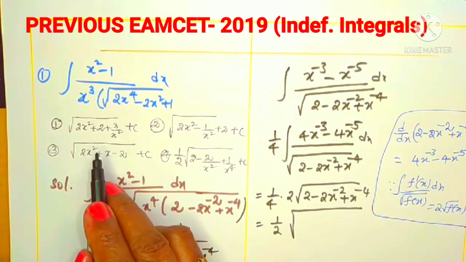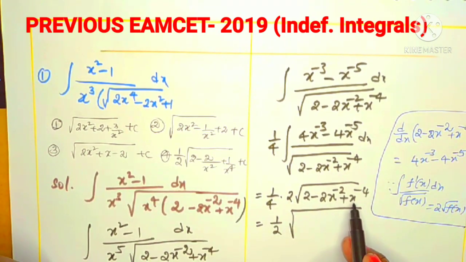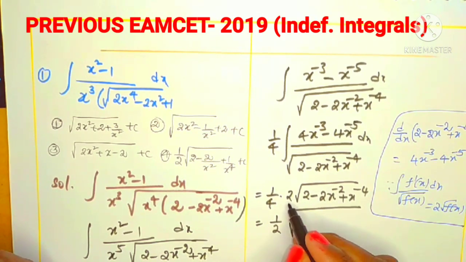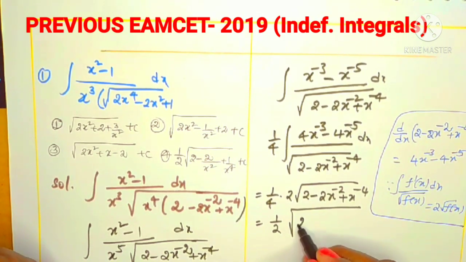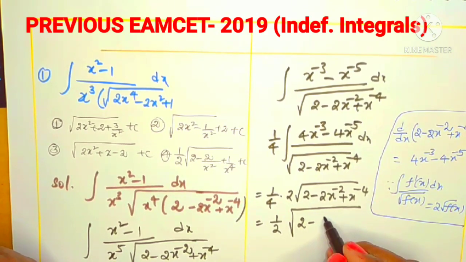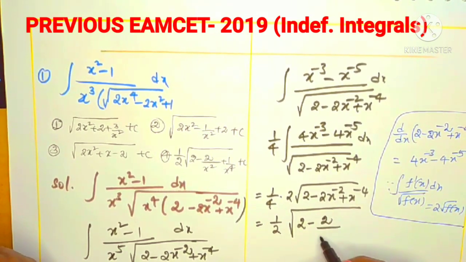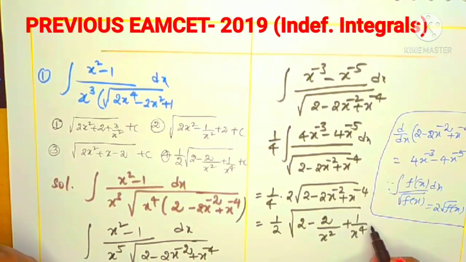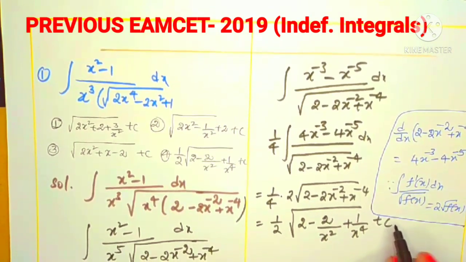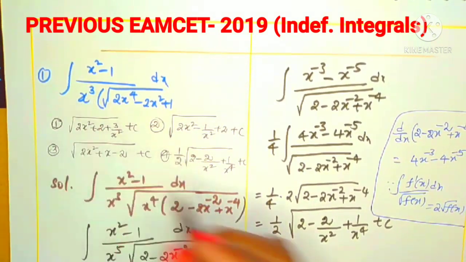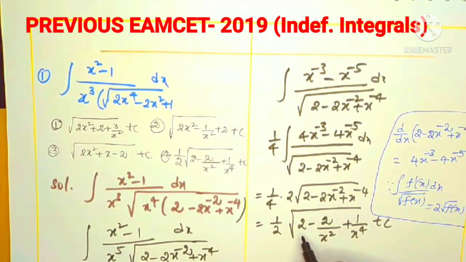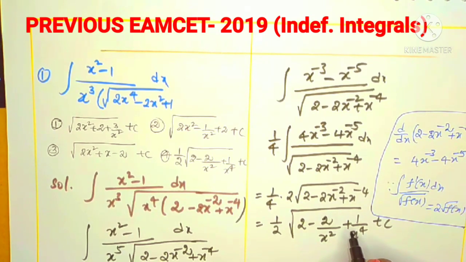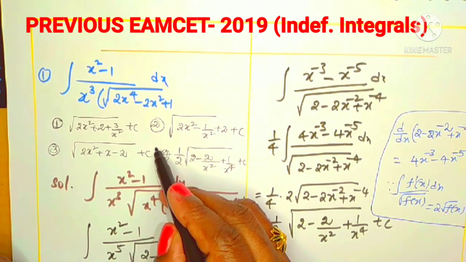We can observe the options. In the options, there is no negative power x^-2 or x^-4. So for x^-2, we can write according to the options. Under the root, 2 minus 2 by x squared plus 1 by x^4, then the integral constant as it is. See, now the resultant integration of this function is 1/2 root of (2 minus 2/x^2 plus 1/x^4). Clearly, which option? It is clearly the fourth option.